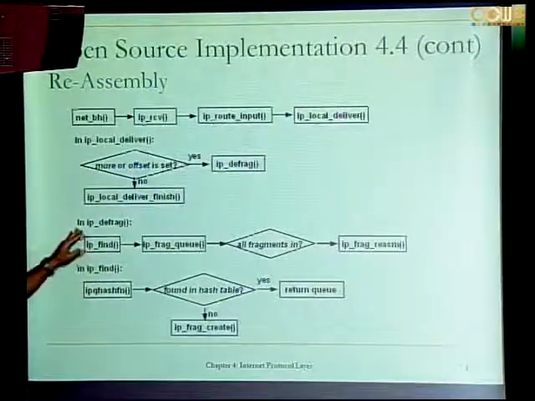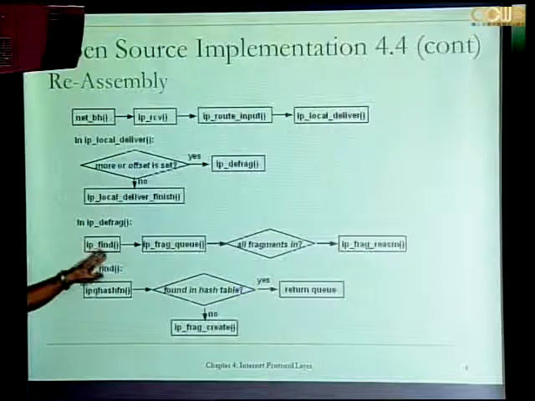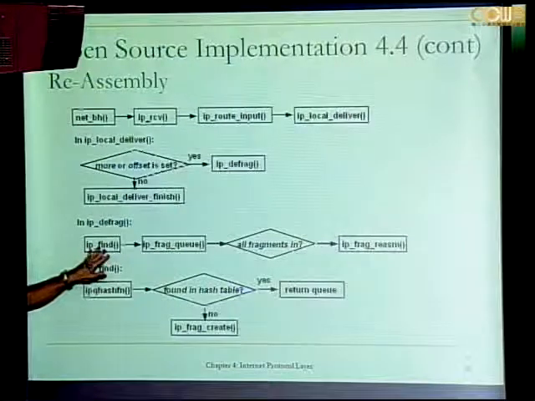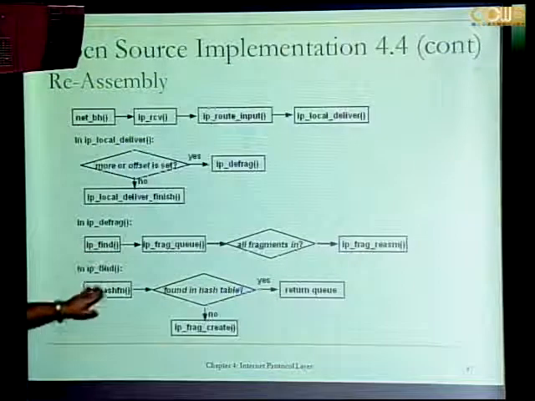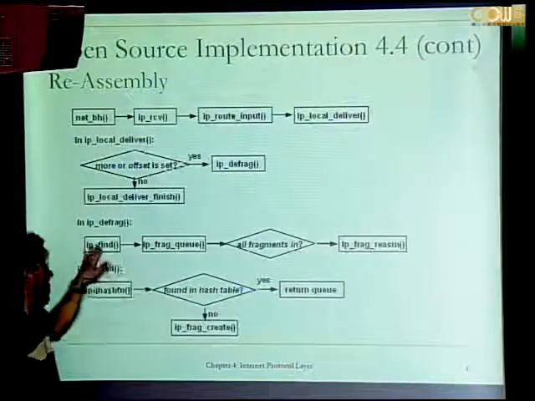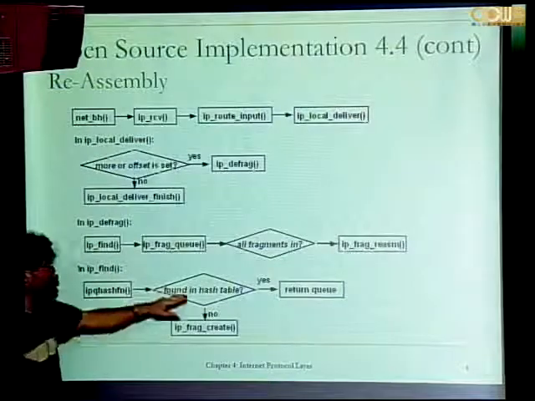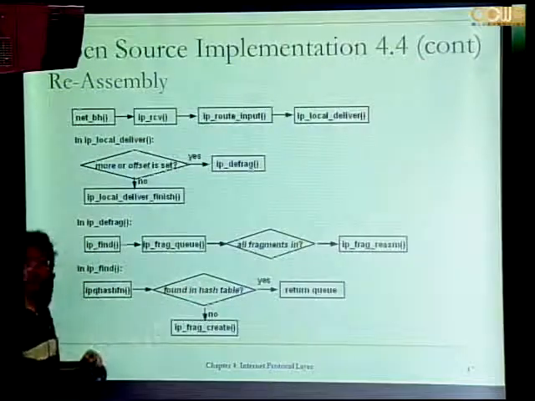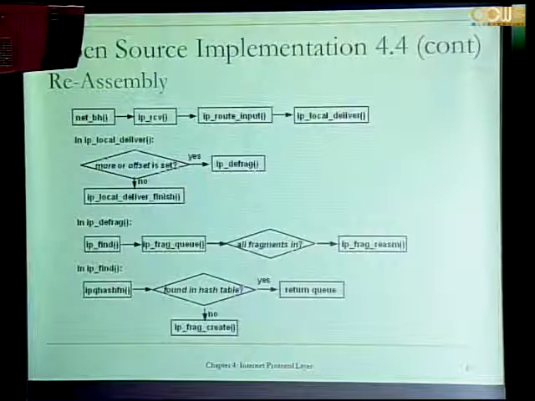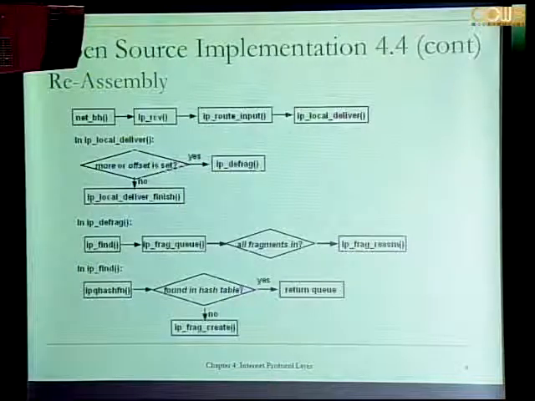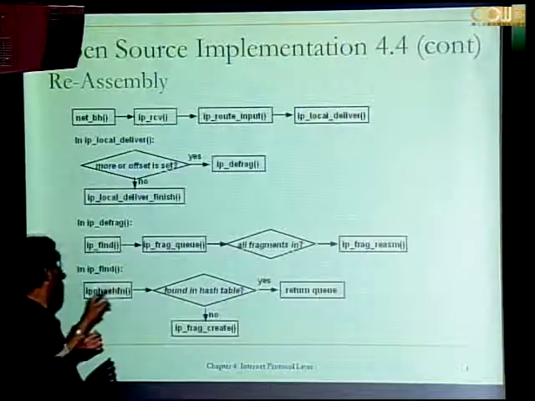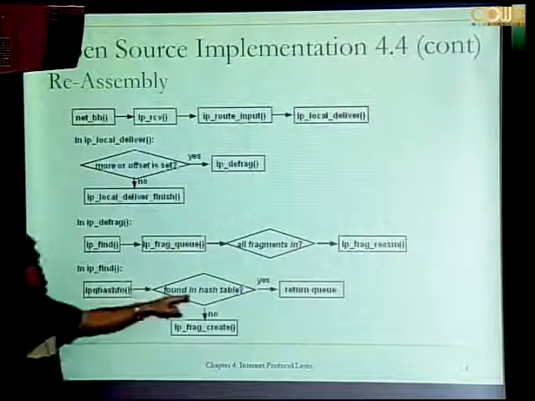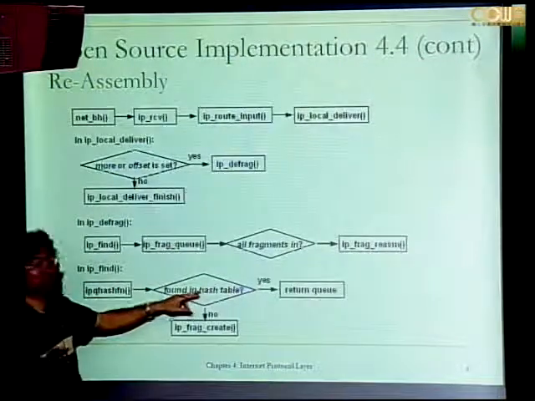And here in reassembly, in IP defragment, I would do this to look up the hash table. IP find would look up a hash table. So in order to store the fragment, I use a hash table. So I do a hash and then check whether I find it in the hash table.